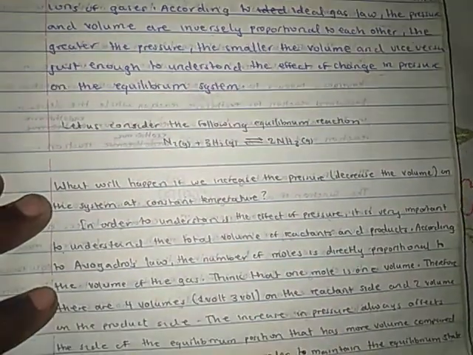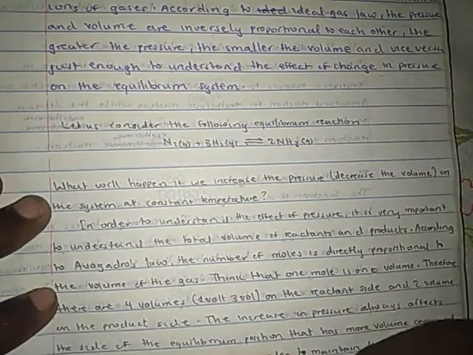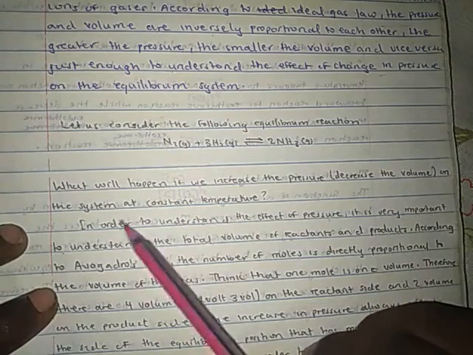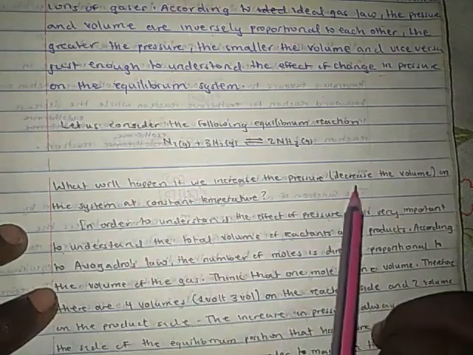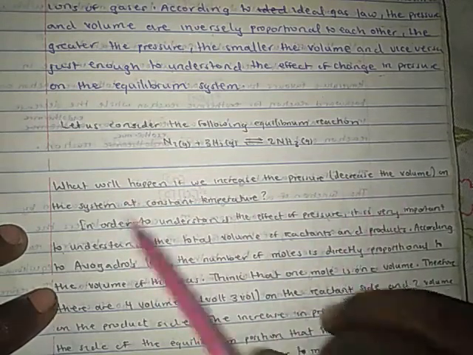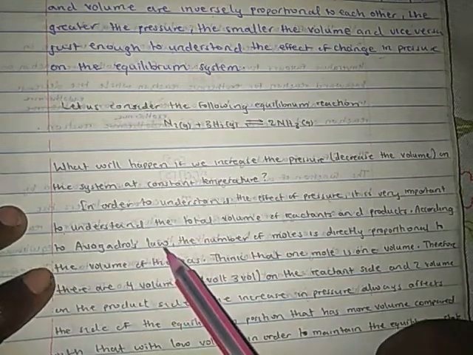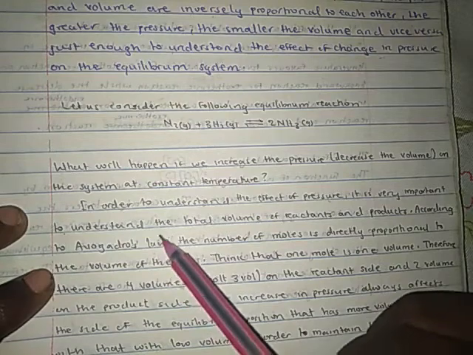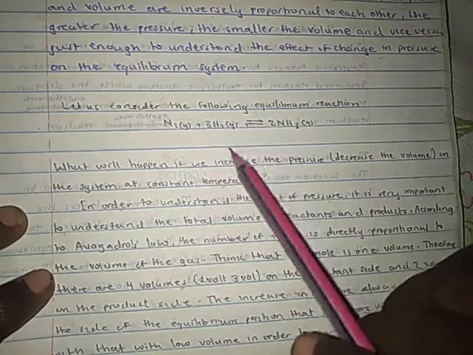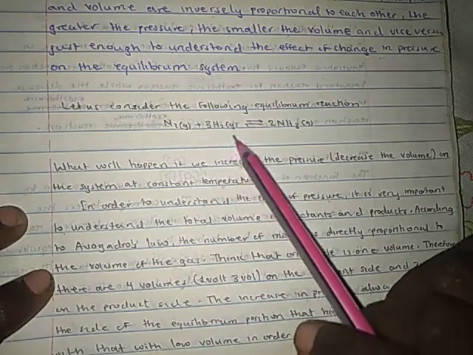So let us consider the following equilibrium reaction, which is also the Haber process. Now the question is, what will happen if we increase the pressure or we decrease the volume of the system at constant temperature? Now here what we are considering is the pressure of the whole system or the volume of the whole system, not the pressure of a single reactant.